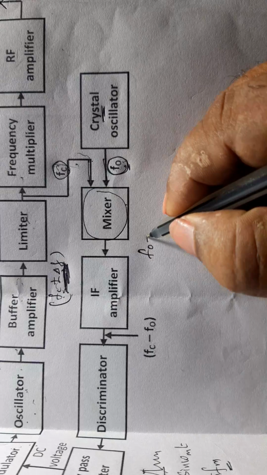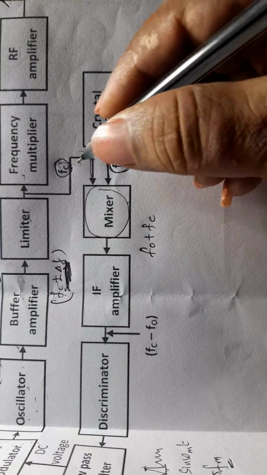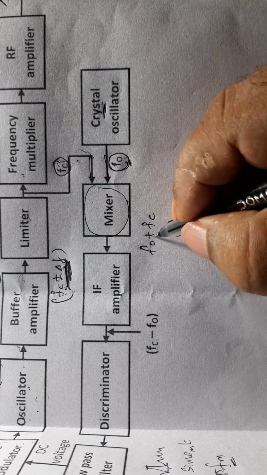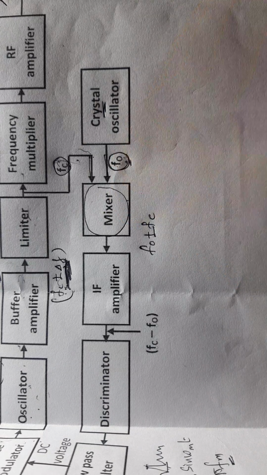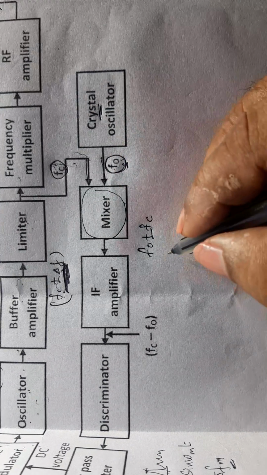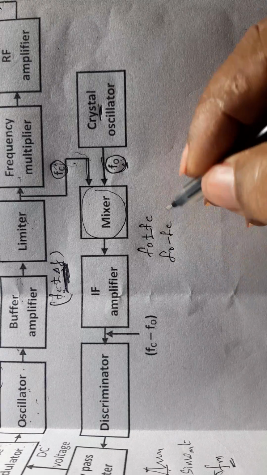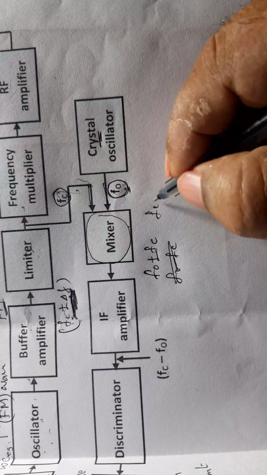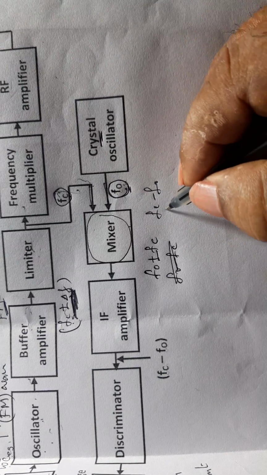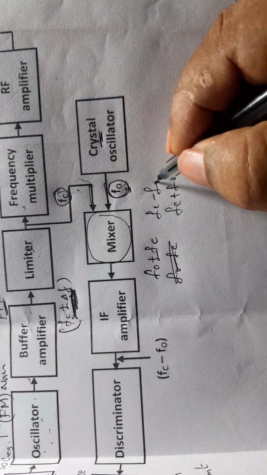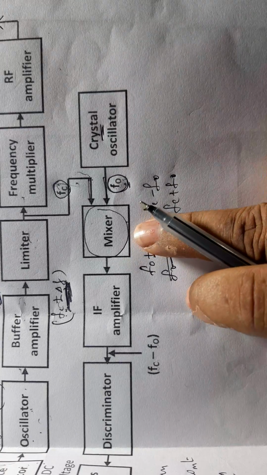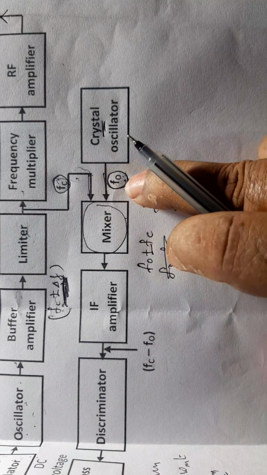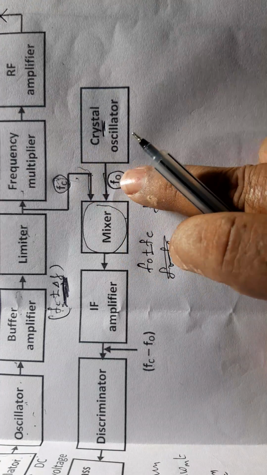How do they mix? One output frequency is f0 plus fc, the sum of the two, and another output is f0 minus fc, the difference of these two. That is one low frequency, f0 minus fc, or if fc is greater than f0, I can write fc minus f0, and another is fc plus f0. It is called the beat frequency. The mixer usually produces the beat frequency of the two inputs, that is fc plus or minus f0.